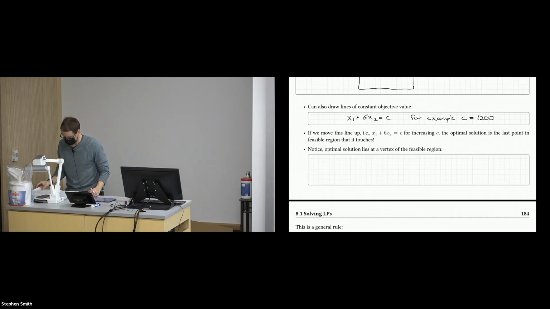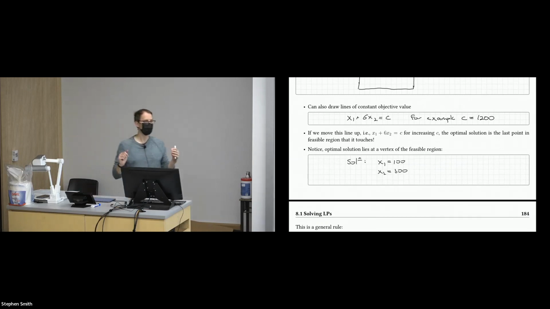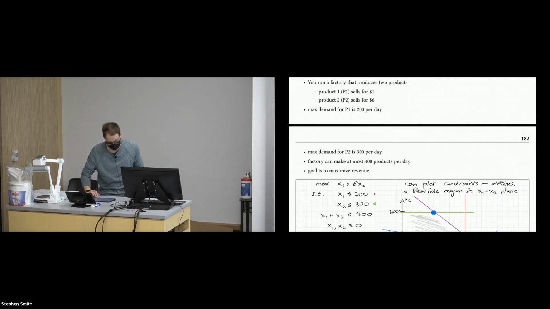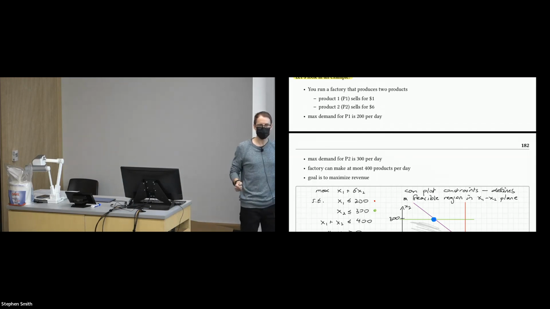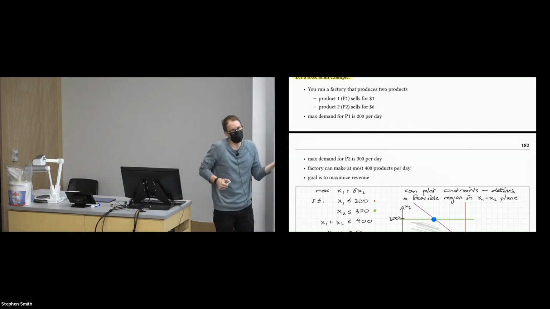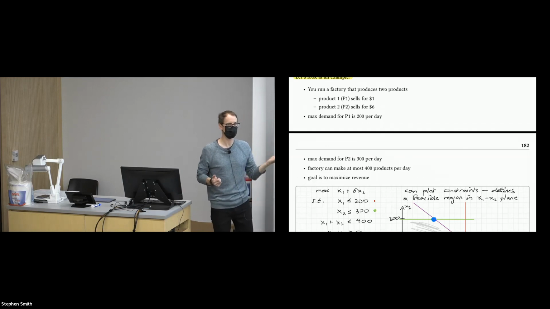In this case, the solution is x1 equals 100, x2 equals 300. And okay, this problem is a toy example, right? The solution makes perfect sense. Just ignoring all the mathematics for a moment, I get $6 for each product 2 that I make, and I can make at most 300. So of course, make 300 of them, right? They're worth way more. And then I just fill in the gap. I'm only allowed to make 400 in total, so that means I still have 100 capacity left. Make product 1 with that, right? So that's why I get the solution 100, 300.